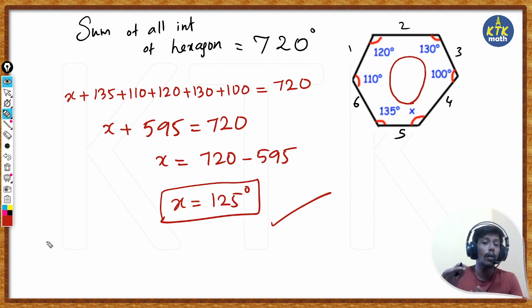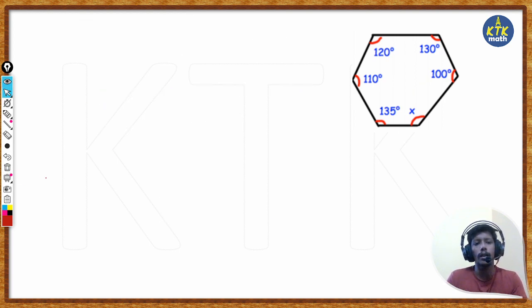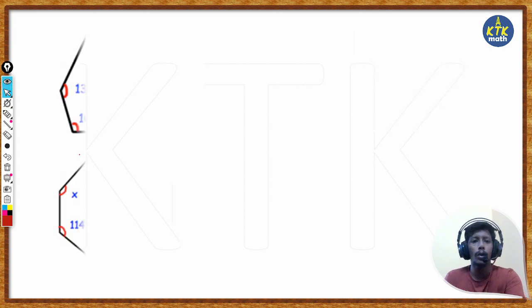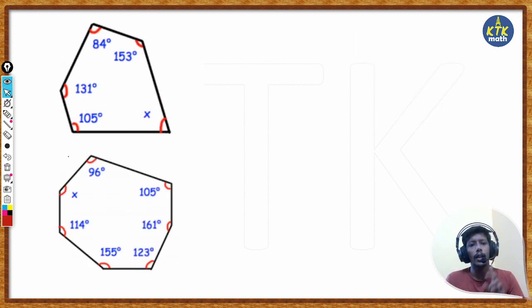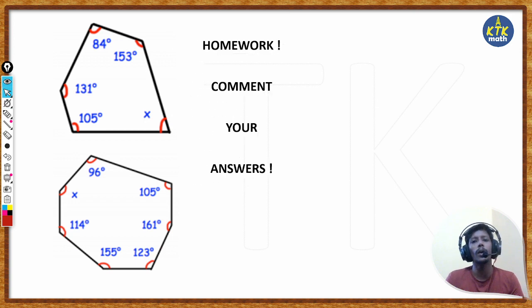We are going to solve lot of sums in the upcoming videos, like advanced questions also we are going to solve in polygons. Okay, so in this video what I committed to give you is what is meant by polygon, what are the types, what is sum of all angles in a polygon, and based on that we have done some questions also. I hope you understand this. Okay, and the next one is going to be a small homework question for you people. So 2 questions I'm just giving you as a homework.